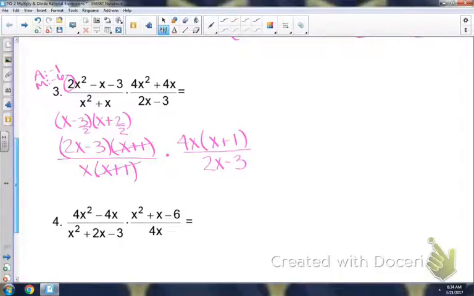Okay, then I have a 2x minus 3 that I can cancel with this 2x minus 3. And then notice I have an x right here. I can cancel that out with that 4. So that's going to give me 4 and then x plus 1. And you don't need to multiply that back together. Just leave it in factored form.